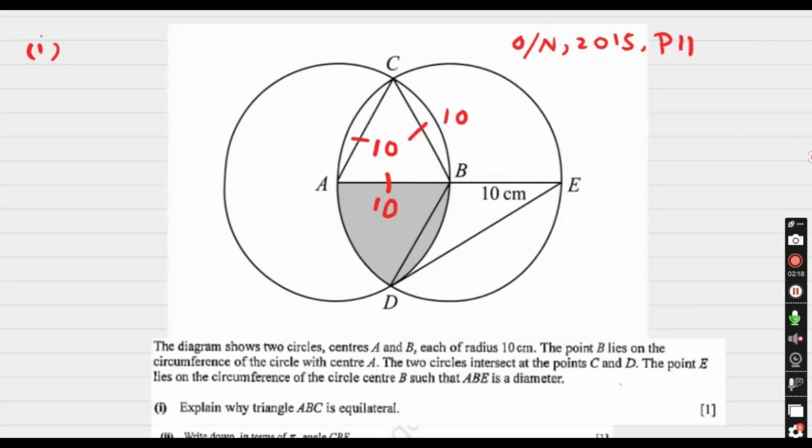So you can say AB is equal to AC is equal to BC. And all are 10 centimeter. So it is proved that, you can write, this proves that triangle ABC is an equilateral triangle. Hope you understand. Now move to the next part.